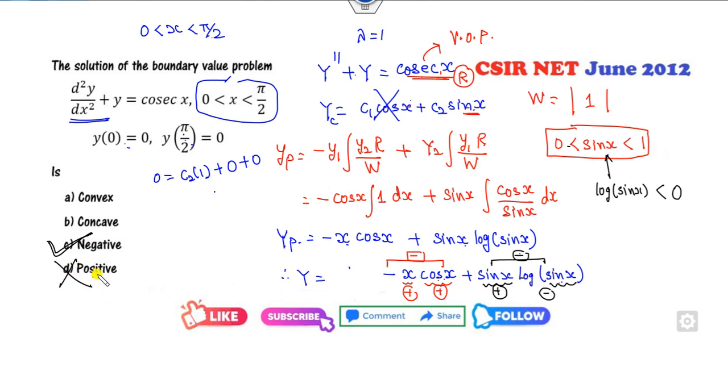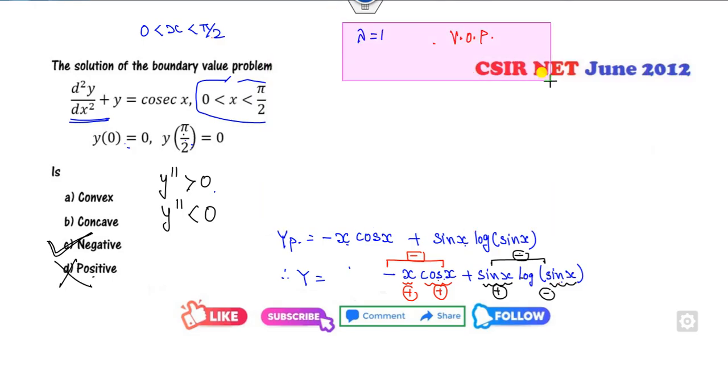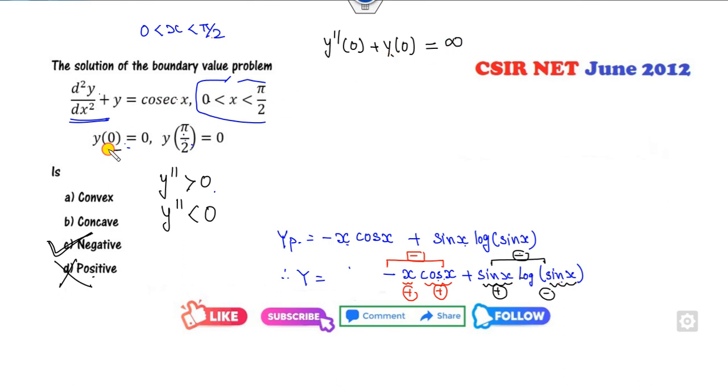Fine. Now the only thing is whether it's convex or concave. What is the property of convex and concave? y double dash should be greater than 0, or y double dash should be less than 0. That's the only thing you need. Now what endpoints are given to you? 0 and pi by 2. I can check the values here. y double dash plus y of 0 is cosecant 0. Cosecant 0 will be infinity. y of 0 is 0. So y double dash of 0 is infinity, which is positive.